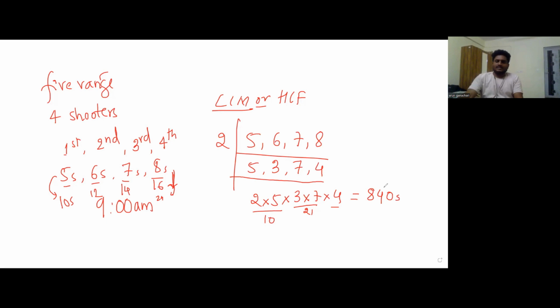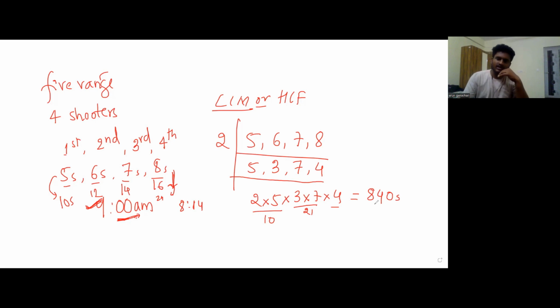840 seconds. So what they are asking: they have hit the target at 9 AM sharply. So when will they hit again? They will hit after 840 seconds. But we have to convert 840 seconds into minutes because they have not given seconds here. How will you write the time? If the time is 8:14, this 14 is minutes. So you have to give your answer in minutes.